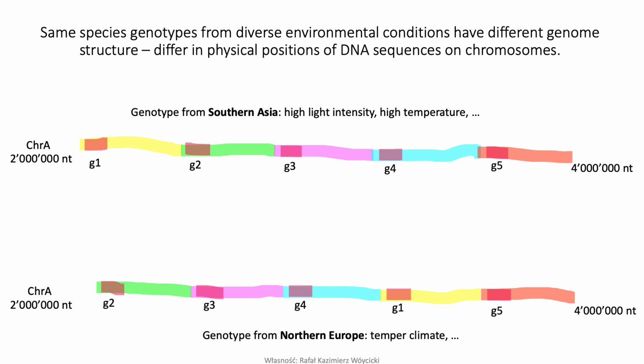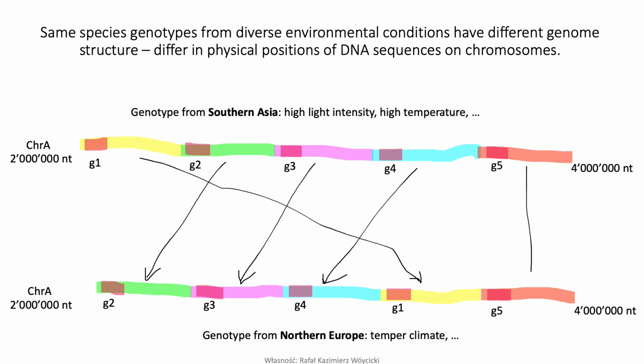At the bottom, we have the same genomic region from the same chromosome, also with the same 5 genomic regions with 5 genes, but what we see here is that the positions are not exactly the same. The yellow genomic region in the Northern European climate genotype is rearranged between the red and blue region. What it makes is that G1 is no more before G2, but between G4 and G5.